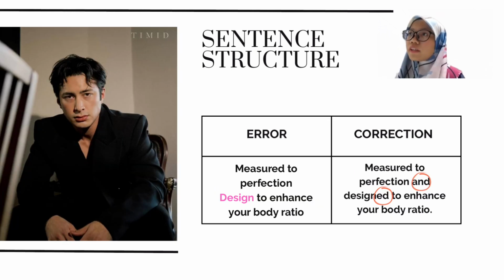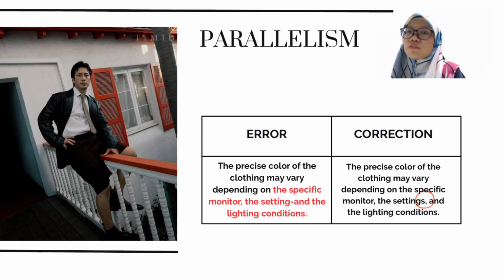The second sentence structure error is as read: "measured to perfection, designed to enhance your body ratio." In the correction, we added "n" and an "ed" after "design" because the design has already been made. The first error in parallelism that we find in this product description is as read: "the precise color of the clothing may vary depending on the specific monitor, the setting, and the lighting conditions."